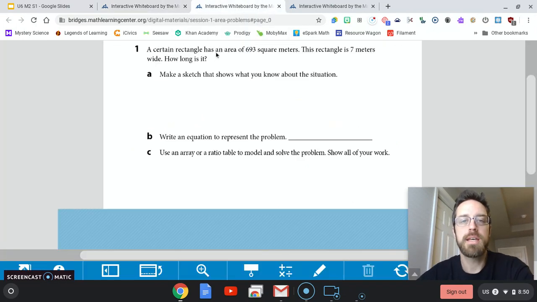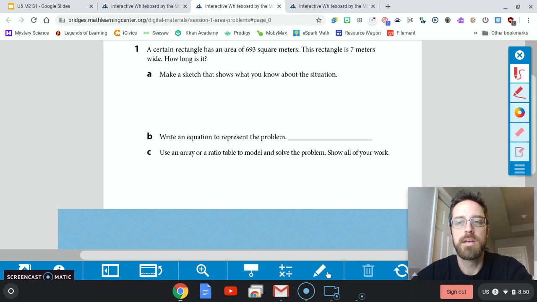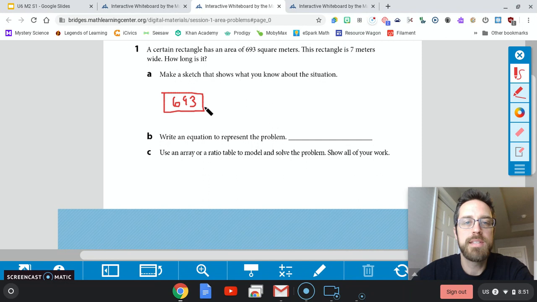A certain rectangle has an area of 693 square meters. This rectangle is 7 meters wide. How long is it? So let's start by, it says make a sketch again. So I'm going to draw my rectangle in. And I know that it has an area of 693 because it's in square meters, and it's 7 meters wide. So again, it's 7 meters wide.